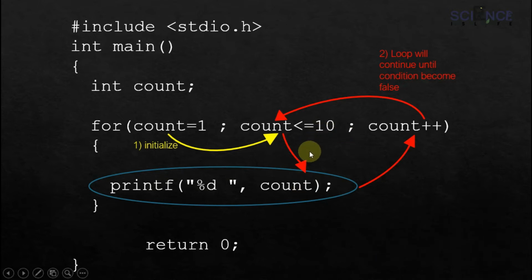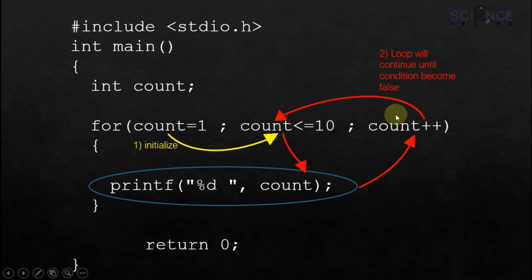Then what will happen? After executing the code, the variable will be updated, right? I told you. Then the variable will be updated. Then again it will check the condition, and if it is true, it will jump inside the body of the loop and execute the code within the for loop.